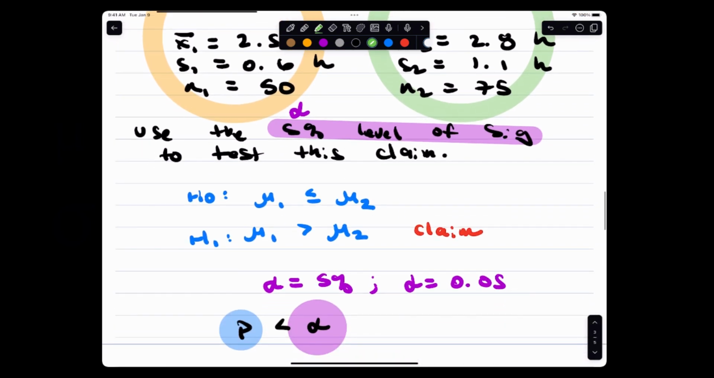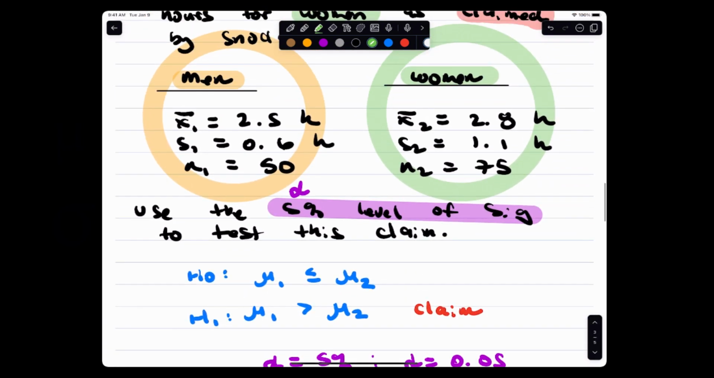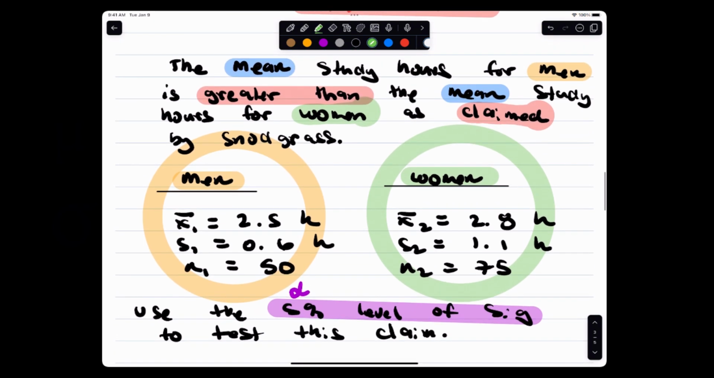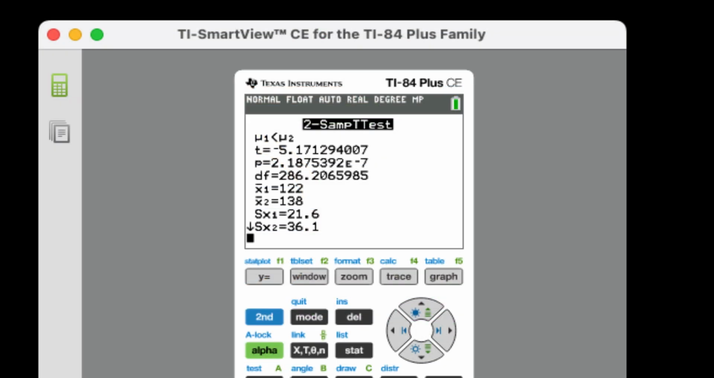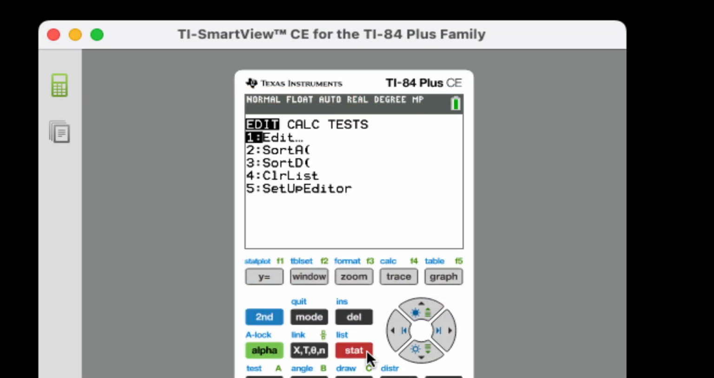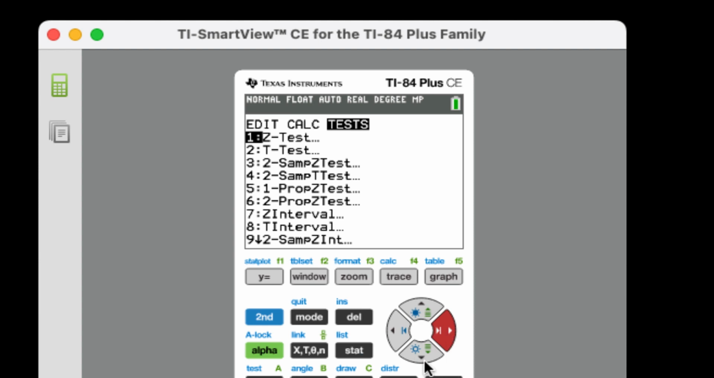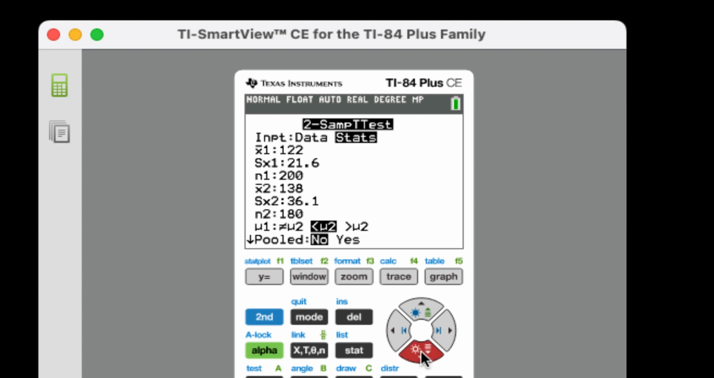We're going to enter this information. We're going to get the p-value. We're going to see if it's less than the level of significance. Two sample what? T-test. Stat test. Two sample what? T-test number 4. So, ladies and gentlemen, what's the sample mean? 2.5. Sample standard deviation is 0.6. Sample size is 50. Sample mean will be 2.8.